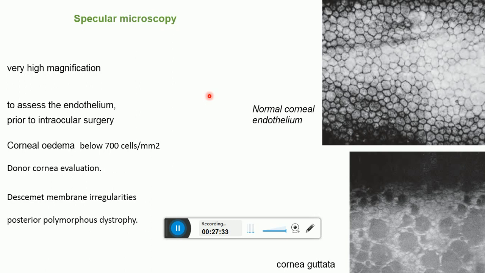The next indication is donor cornea evaluation, and another indication is to demonstrate pathology, particularly corneal guttata, Descemet membrane irregularities, and posterior polymorphous dystrophy.